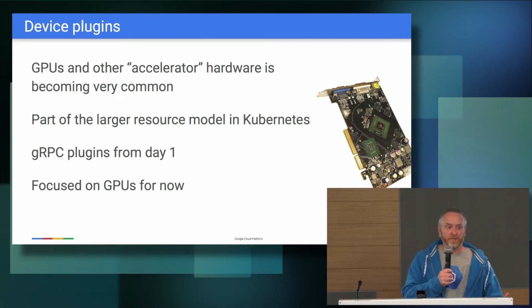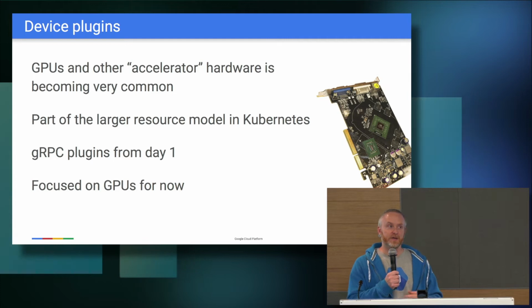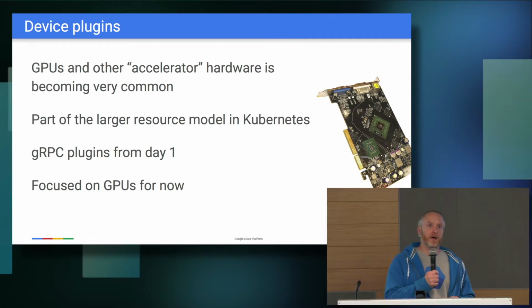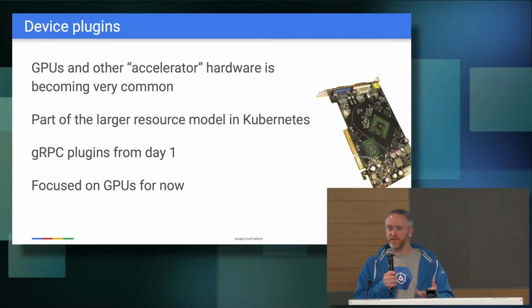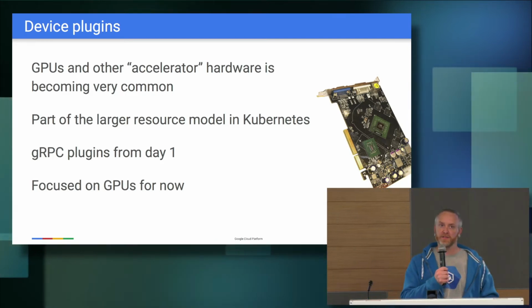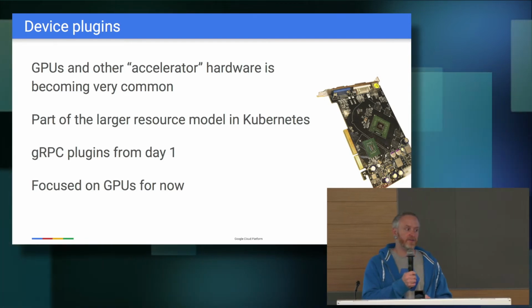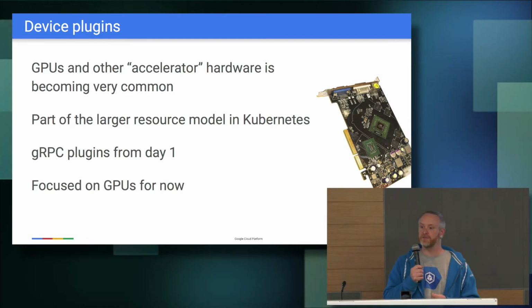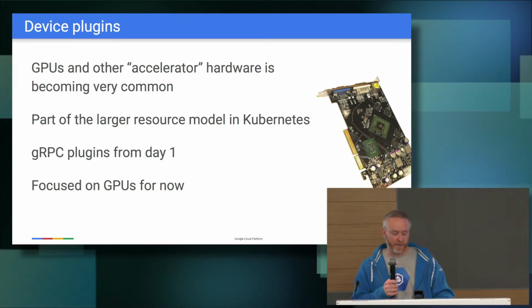It's also a gRPC plugin, so it's building on the same technology that CSI is building on, gRPC. Right now we've been focused almost exclusively on GPUs and other similar ML accelerators, but the device plugin is actually generic. It can be used for other types of devices as soon as those things come along. So if you have an interesting piece of hardware that you want to make work in Kubernetes, I'd love to hear about it.